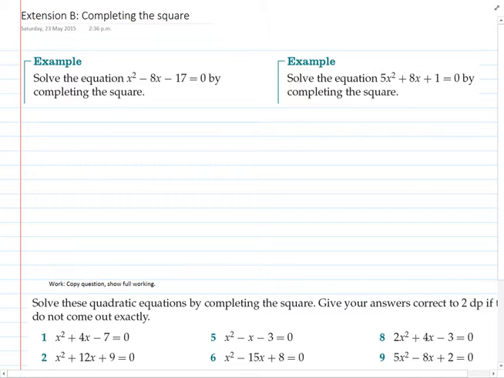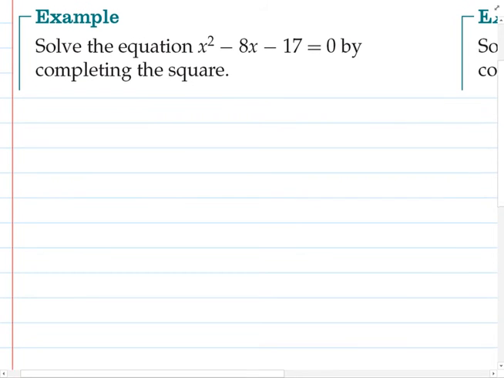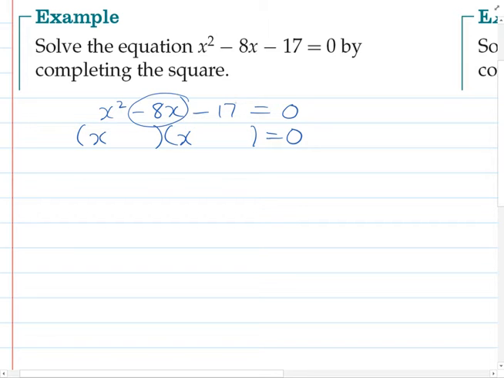Looking at this first example, we've got a question, and I'll copy it out: x squared minus 8x minus 17 equals 0. It's clearly a quadratic, so our strategy would be to factorize it. We'd be looking for two numbers that add to negative 8 and times to negative 17. But of course, 17 is a prime, so it can only be 1 and 17, which clearly does not add to negative 8 in any way. Completing the square is a strategy that we use when we have a quadratic that cannot be factorized.